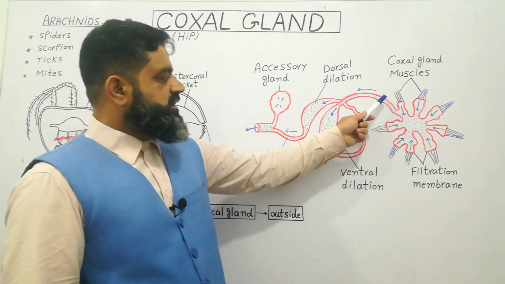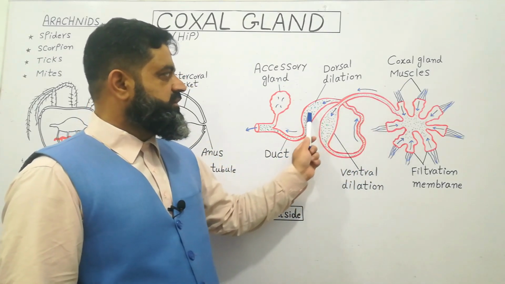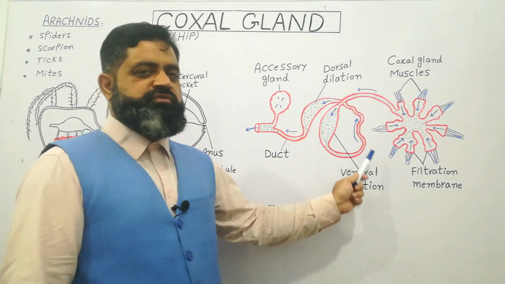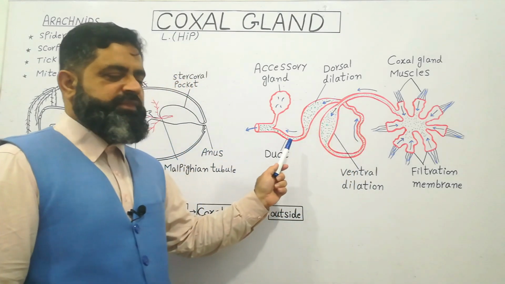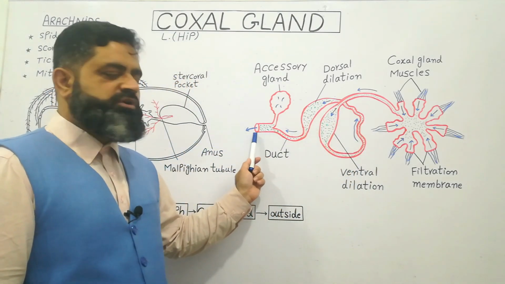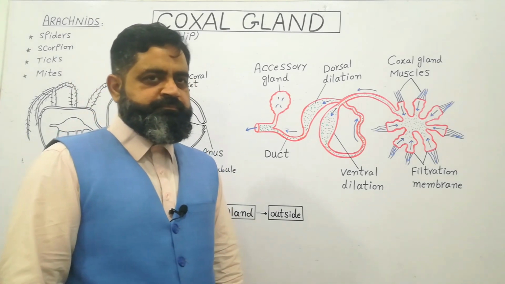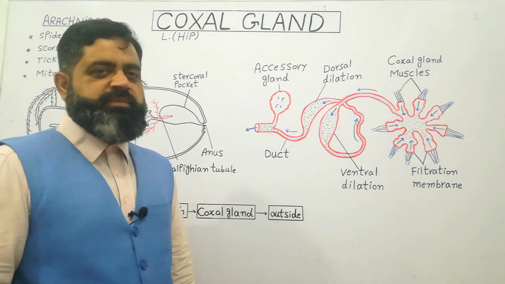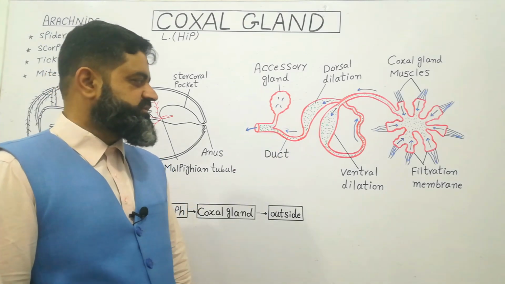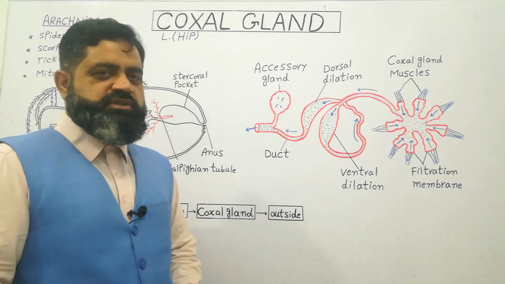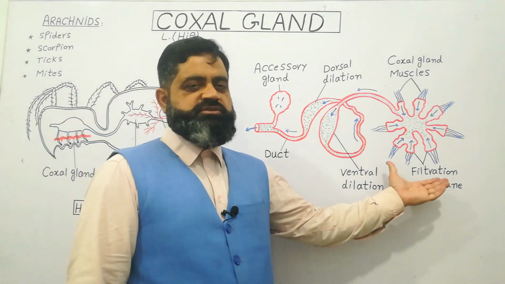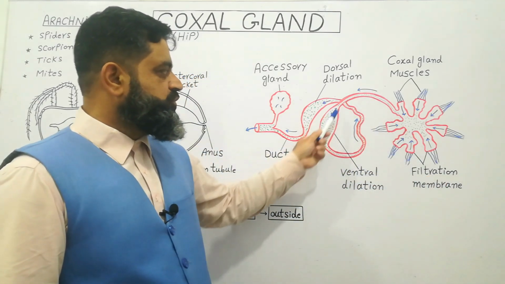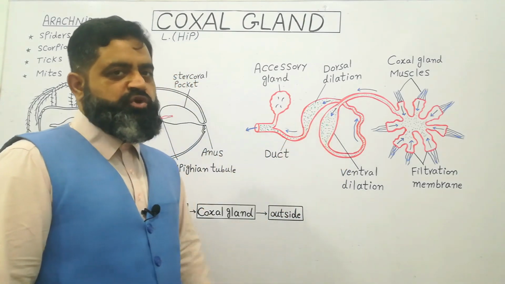The next part is a convoluted part which is known as the labyrinth. It has two regions, dorsal dilation and ventral dilation. It transports waste material towards the exterior, and the last portion is a duct which opens to the outside via a pore. Sometimes there is an accessory gland attached to the duct, and sometimes a bladder which stores nitrogenous waste material for some time. The function of the coxal gland is to absorb nitrogenous waste material like uric acid from the hemolymph and then transport it into the duct system to the outside of the body.